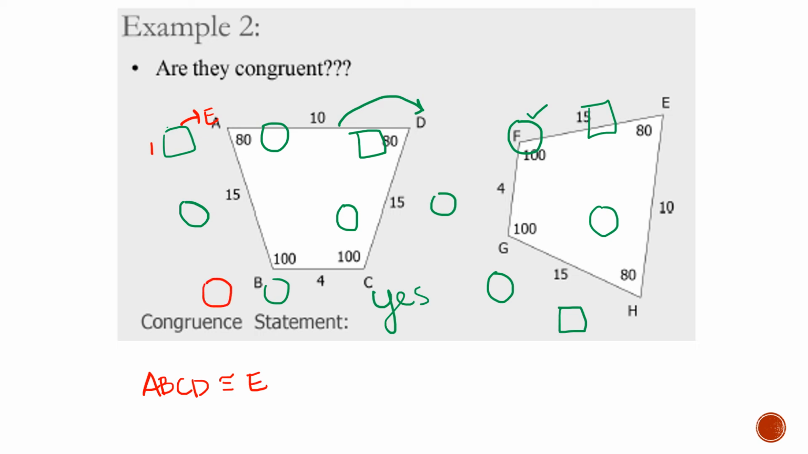Okay, B then corresponded to F. C corresponds to G. And D corresponds to H. So this is how we'd write that congruency statement, making sure all of your vertices match up.